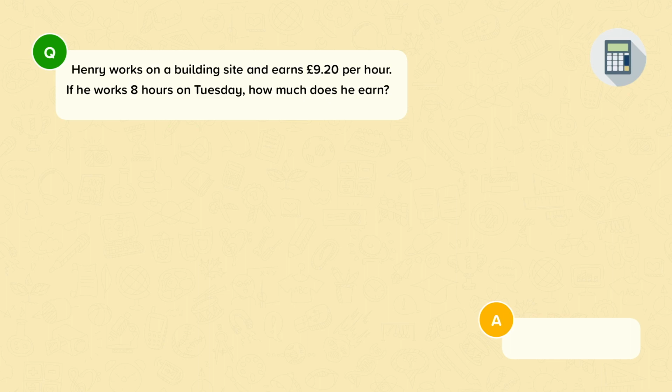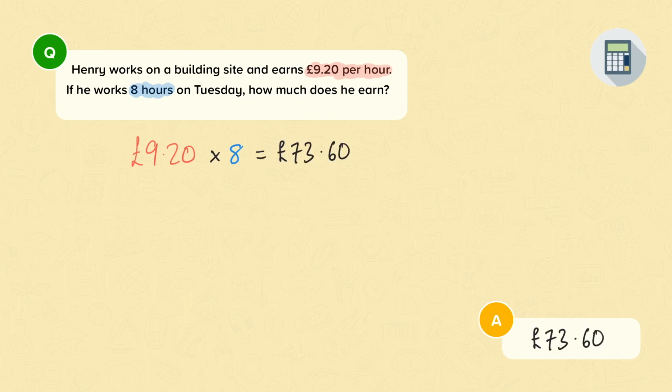Let's look at a question. Henry works on a building site and earns £9.20 per hour. If he works 8 hours on Tuesday, how much money does he earn? We can see that the amount of money that Henry is paid is £9.20 per hour. He works for 8 hours. This is all the information we need. We must multiply the amount that he is paid, £9.20, with the number of hours that he works, 8. So £9.20 times 8 is £73.60.